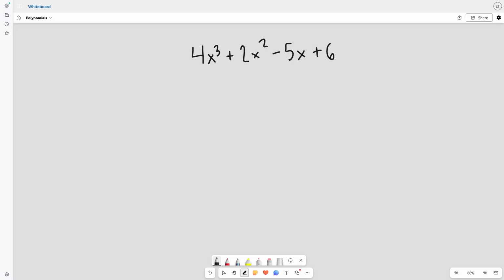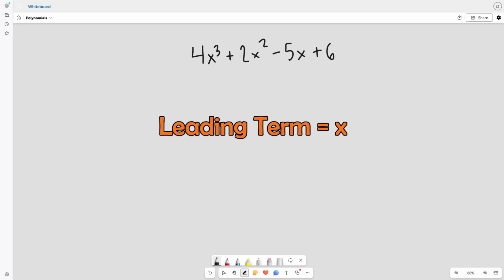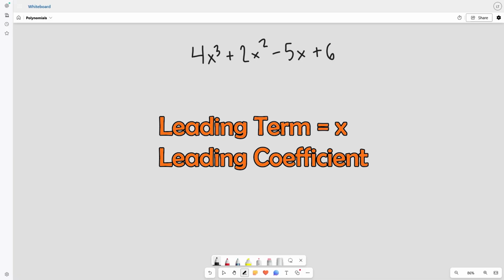And there's a few things you want to know about a polynomial. First, you want to know what the leading term is, which would be 4x cubed. The leading coefficient is 4. And the degree of the polynomial is 3. This is a third degree polynomial.